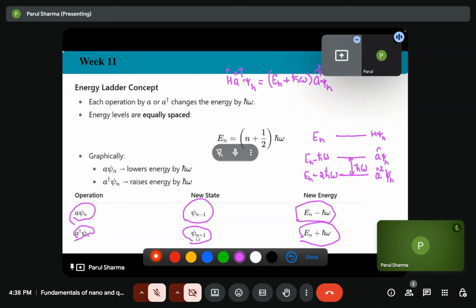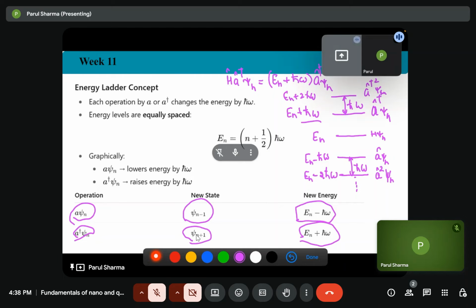Similarly, A dagger psi n gives E n plus h cross omega, and E n plus 2h cross omega. This is also h cross omega.